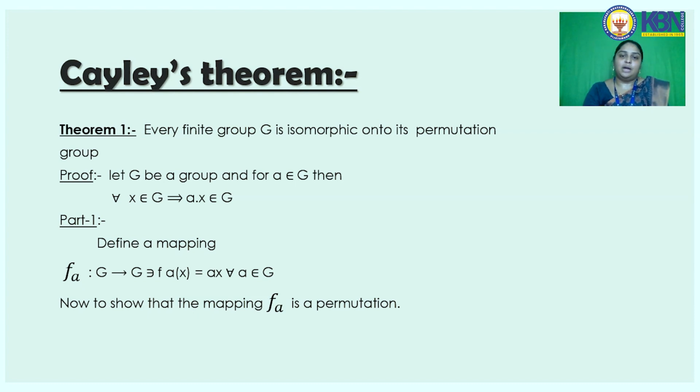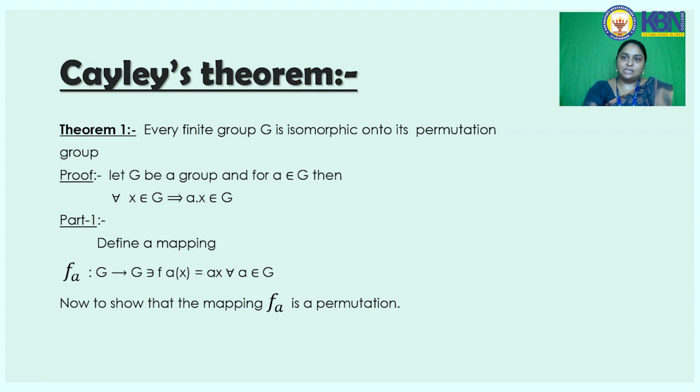In the first part, we have to prove that a mapping is a permutation. For that purpose, we define a mapping f_a. To indicate that we are proving for every element in the group G, we define the mapping f_a from G to G such that f_a(x) is equal to ax for every a belongs to G. Now we have to show that this mapping is a permutation. From the definition, we have to prove that this mapping is one-one and onto.